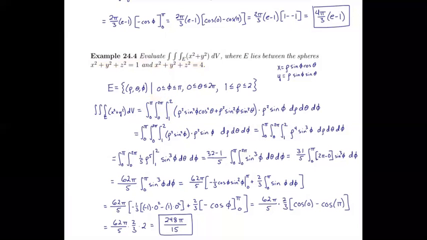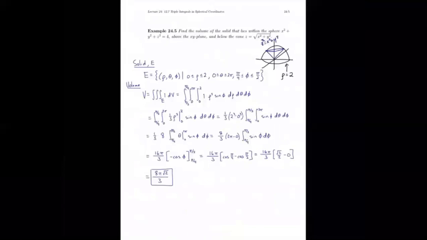Okay, one more example, and this involves volume of a solid. So again, we'll use the typical volume formula for a triple integral, where we just set the integrand function equal to 1 and integrate over the region. So the solid we're given in this case lies within the sphere x squared plus y squared plus z squared equals 4. So a sphere of radius 2, so rho equals 2.